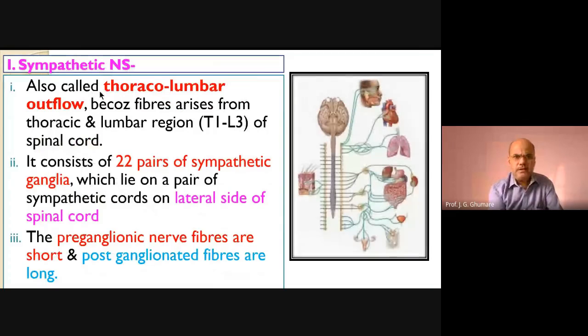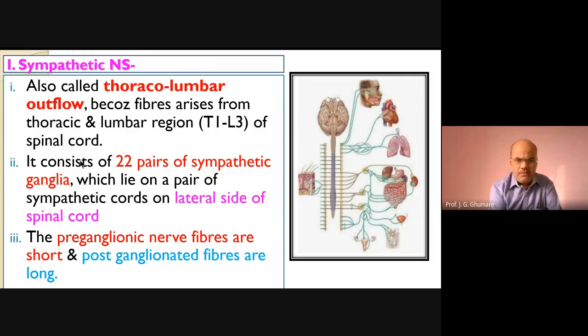The system is also called thoracolumbar outflow. The name itself gives the meaning: thoracolumbar, because the nerve fiber will start from the thoracic and lumbar region. See, this thoracic and lumbar region only. T1 to L3, I'm saying thoracic 1 to lumbar 3, total 12 plus 3. That way, remember, the sympathetic nervous system is also called thoracolumbar outflow.